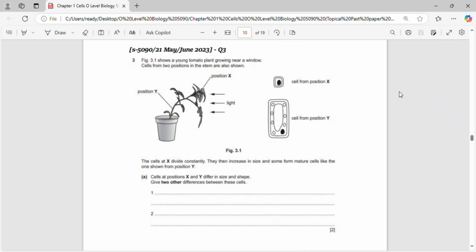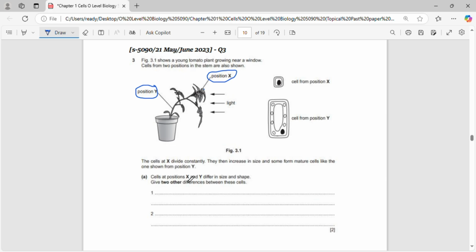This question presents a young tomato plant positioned near a window. It also illustrates cells taken from two distinct parts of the plant. Position X is the leaf area, while position Y is the stem area. It is mentioned that cells of position X divide continuously and grow larger, eventually maturing into cells like those seen in position Y. Cells of positions X and Y vary in size and shape.